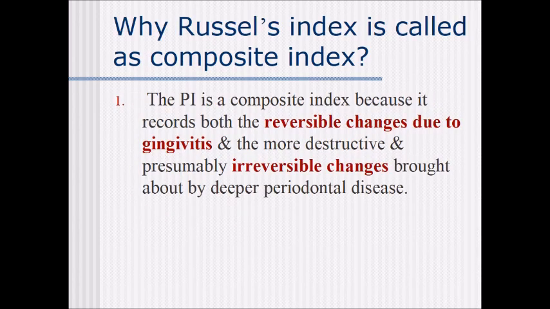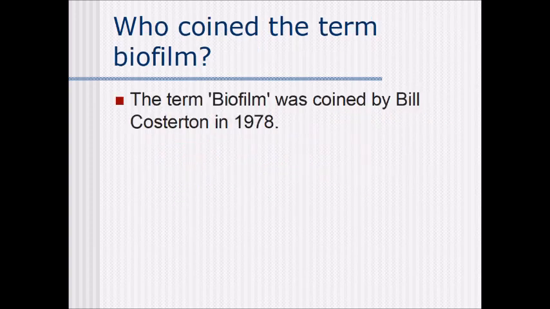Next question is why Russell index is called a composite index. It is called composite because it records both the reversible changes due to gingivitis as well as irreversible changes by the periodontal disease. That is why it is called composite index.